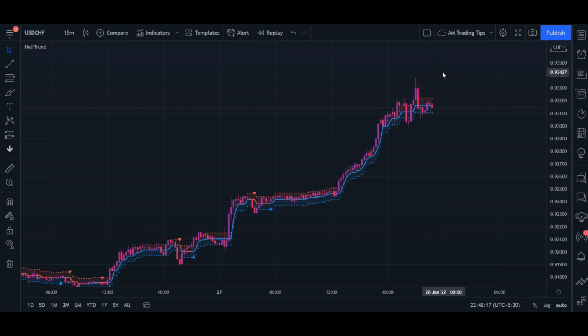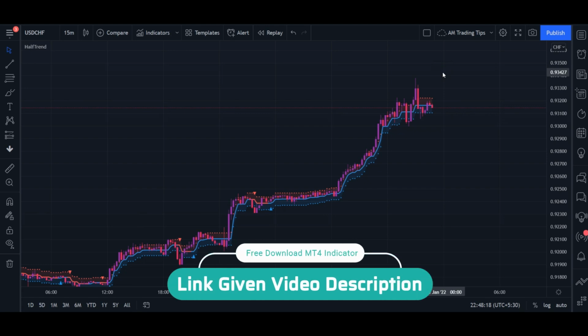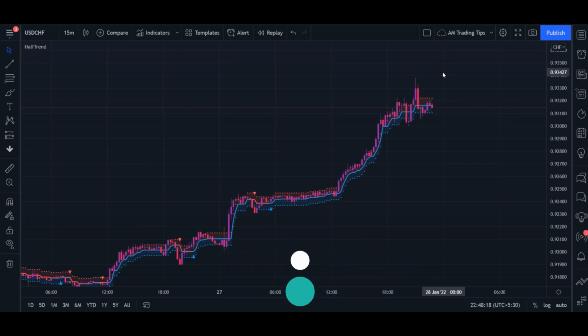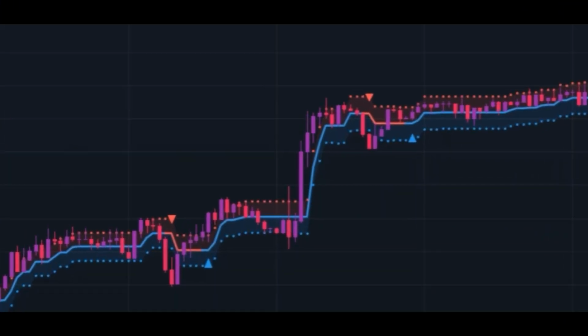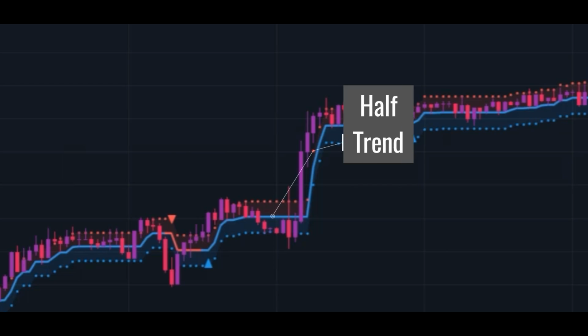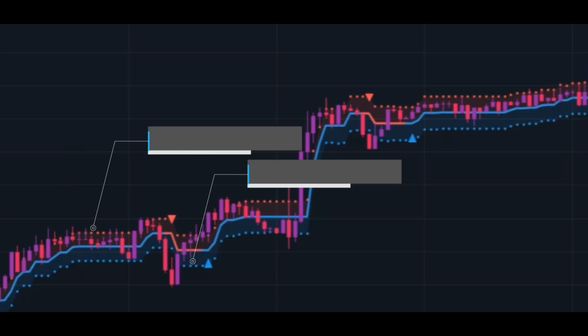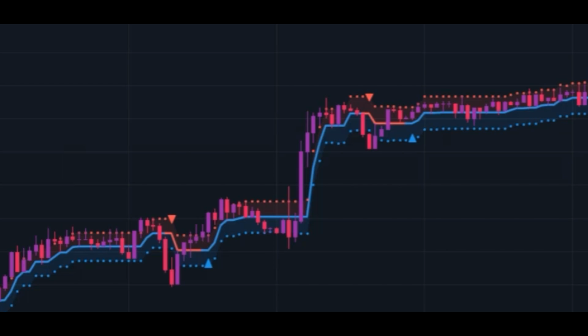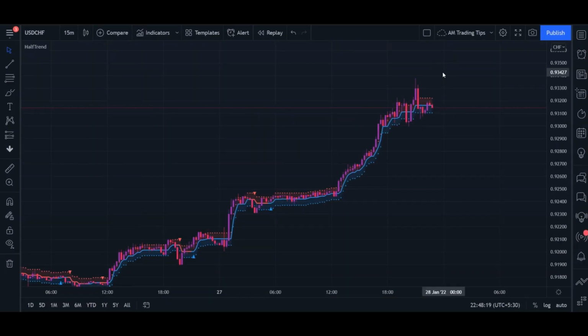Now, you have successfully plotted the indicator. This is how the indicator will look. If you are using the MT4 trading platform, then free download the Half Trend MT4 indicator, link given below in the video description. On the indicator, we can see that there are three lines. The central line is the actual Half Trend indicator. The upper and the lower lines are nothing but two ATR bands that are placed above and below the indicator. For the purpose of our strategy, we only need the central line.